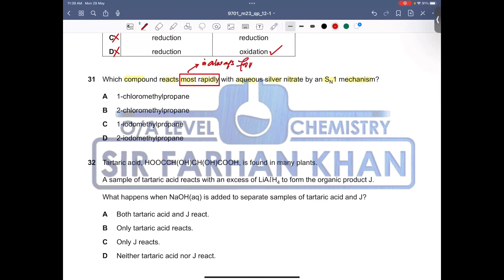Is always followed through the weaker covalent bond. The weaker the covalent bond, the easier it is to break that bond, and the reaction takes place most rapidly. All right. And the most important thing is the SN1 mechanism. So guys, SN1 mechanism always takes place via a tertiary alkyl halide.